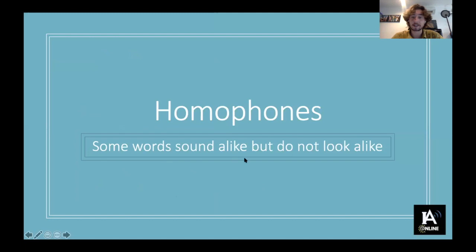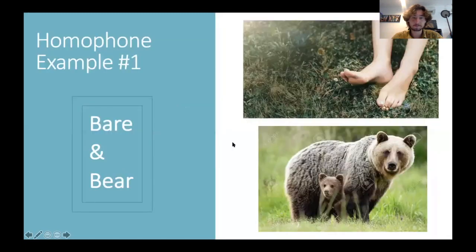Okay, now homophones. Some words sound alike, but do not look alike. Bare, like bare feet, or bare hands, and bear, like bear animal, or bear, like my name, but my name is spelled B-A-E-R. So these two are switched. And they all mean something different, but they all sound the same. Bear, bare feet, bear the animal, bear me.